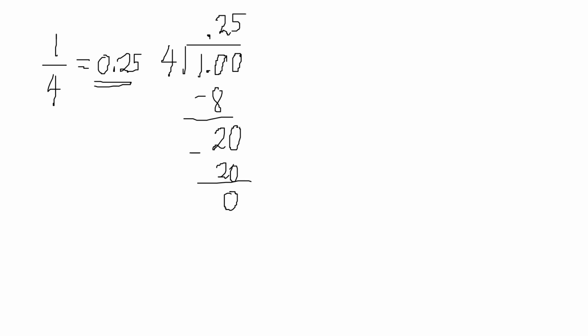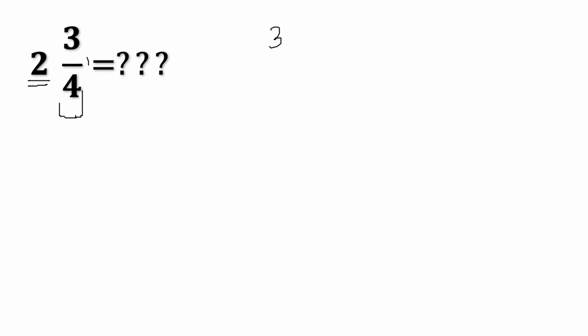Let's proceed to the next example. So in the next example, we're going to convert 2 and 3/4 into decimal. So we will have the fraction part, which is the 3 over 4, and we will just write or bring down that whole number 2. So 3 over 4, converting this into decimal, it will turn into 4 divided by 3. Then we will proceed to the next step as what we have done before.